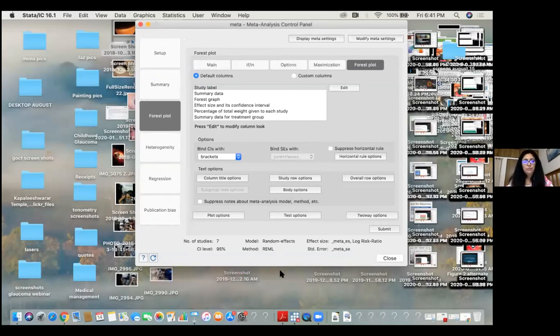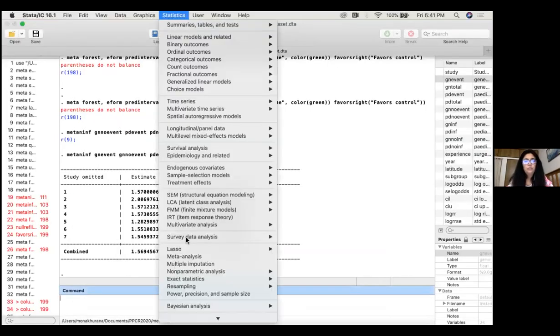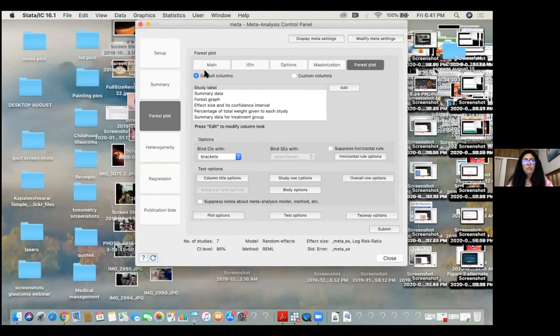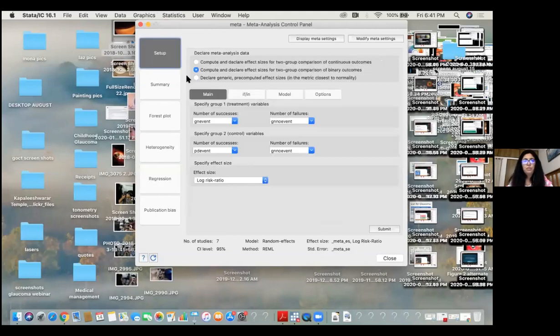So you have the setup. First, you have to set up the data. You have 3 options. You can have a 2-group comparison for continuous outcomes, binary outcomes, or you have generic pre-calculated ones. So here we have binary outcomes. Here I have declared this data. Number of successes, so here maybe you can have this infection data. This is GN infection. This is GN no infection. This is pediatric surgeon's infection. This is pediatric surgeon no infection.